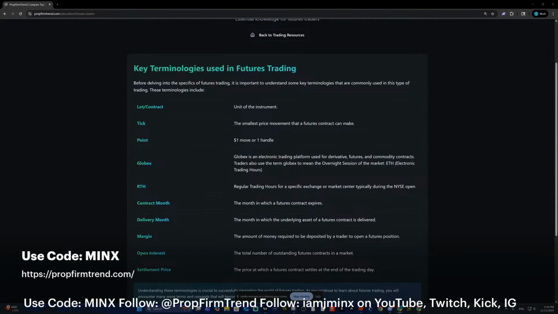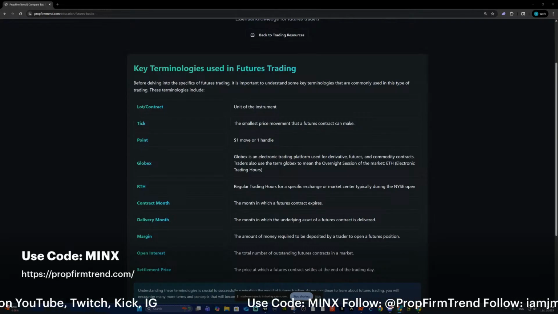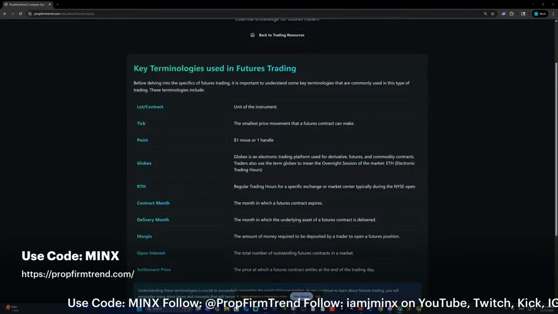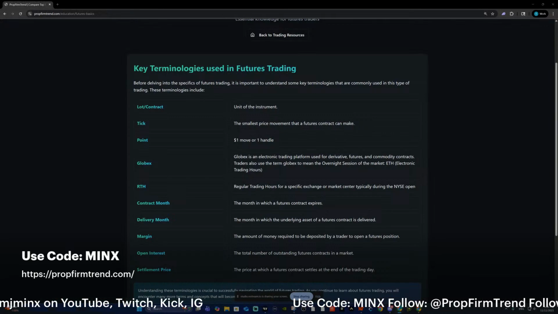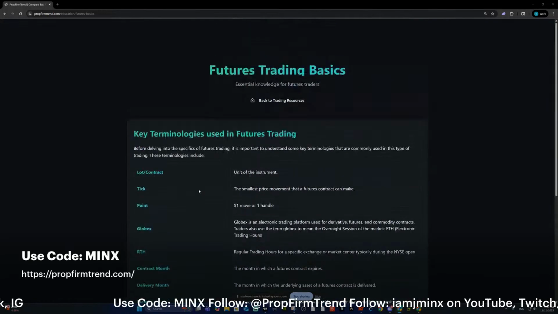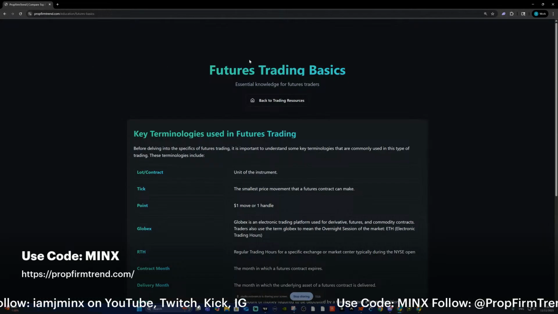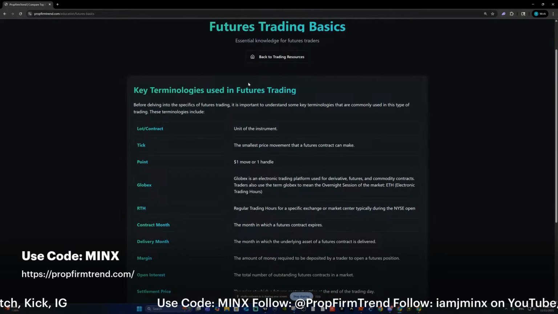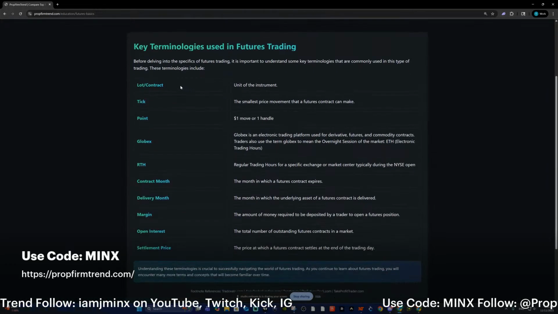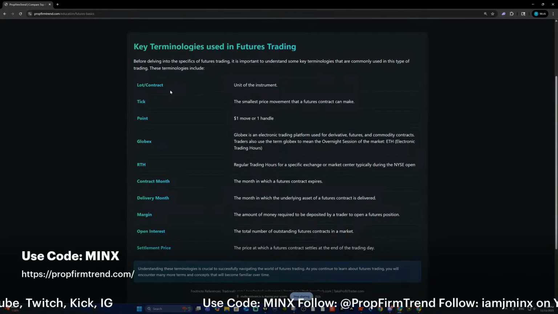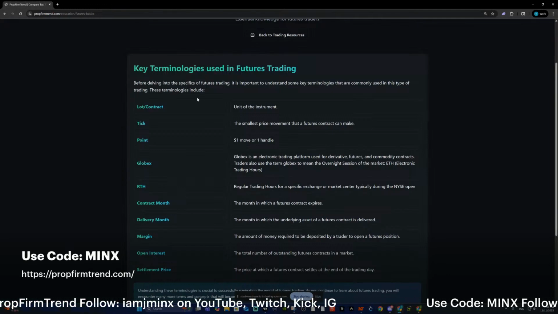Basically the purpose of this is to teach some of the fundamentals of how futures work, how you can trade them on your own account, and how you can get funded accounts, since I believe that many would benefit from adding futures trading to their skill set. Some of the key terminologies that are often used, I'm not going to go over all of them. You can find this for free if you go to propfromtrend.com and click on the educational resources to follow along. You can come back to this. It's also translated into different languages: Spanish, French, Italian, German. I think 6 or 7 languages.